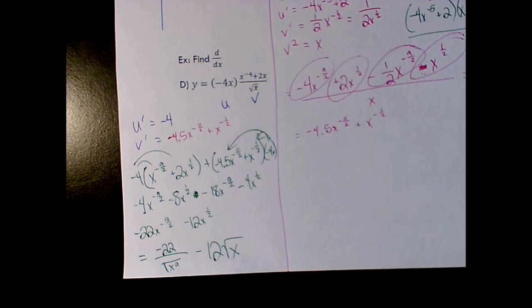All right, that wraps up this section called Power Rule and Quotient Rule. The next rule is the Chain Rule, baby. Bye.